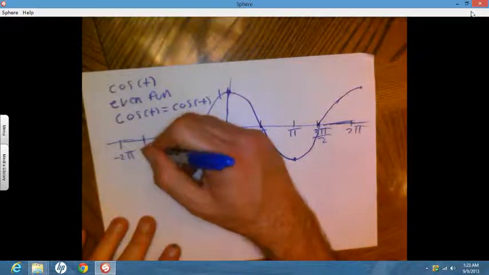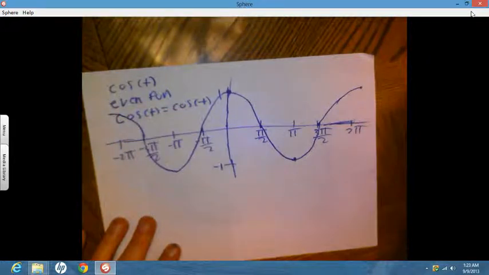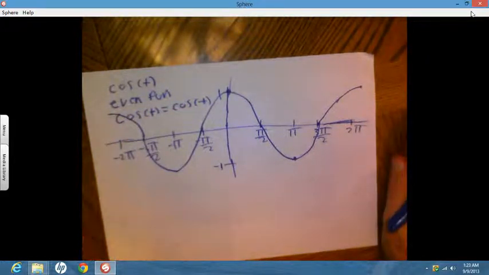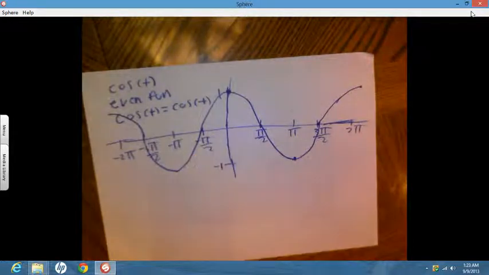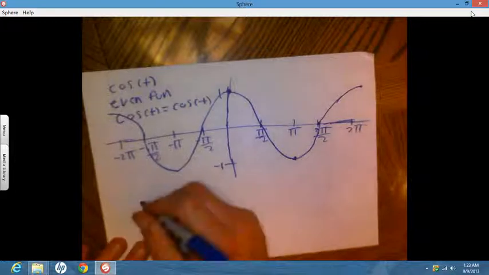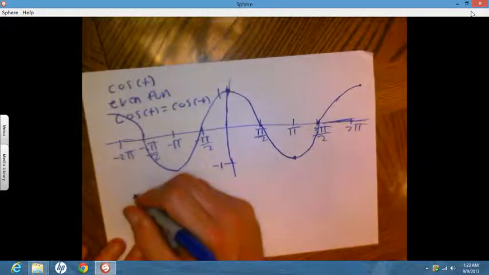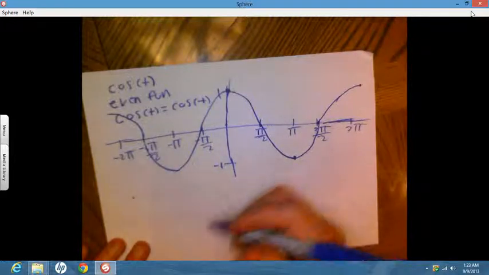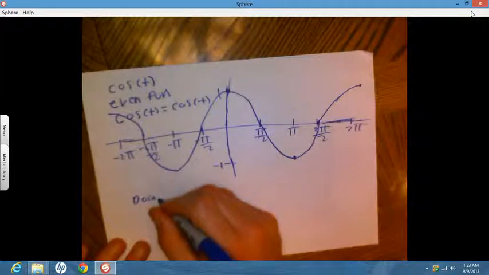And again, as we had before, it's an even function. The period, as I said before, is going to be 2 pi, and the domain is going to be all real numbers. The range, as before, is going to be negative 1 to positive 1.